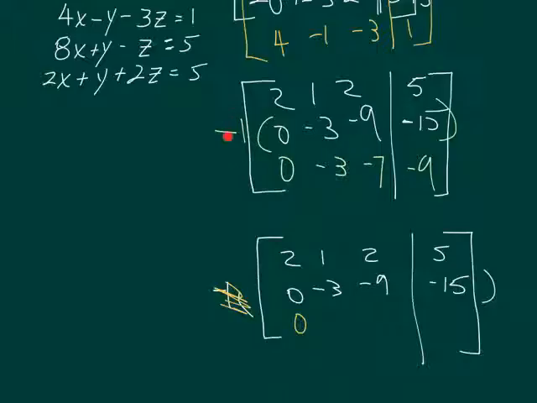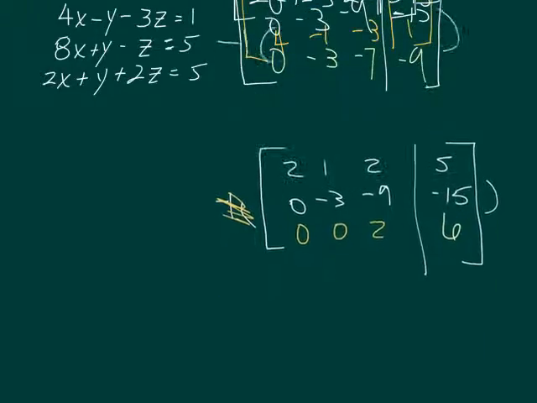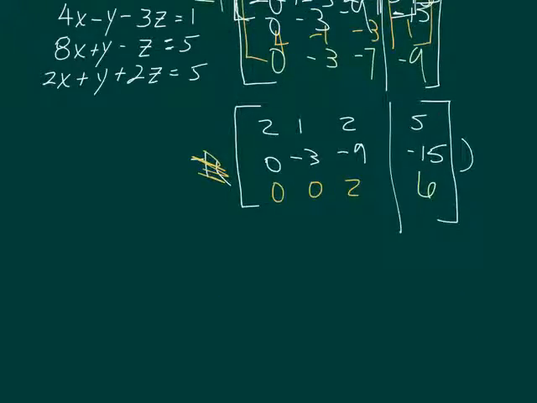Okay, so negative 1 times negative 3 is 3. 3 plus negative 3 gives me a 0. Then I've got negative 1 times negative 9 is positive 9 plus 7 is going to give me a 2. And then finally, negative 1 times negative 15 is positive 15 plus a negative 9 is going to give me a 6. Okay, so again, we're still getting there, slowly but surely, but we are getting there. Okay, so that gives me that.